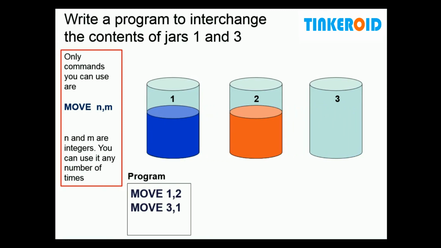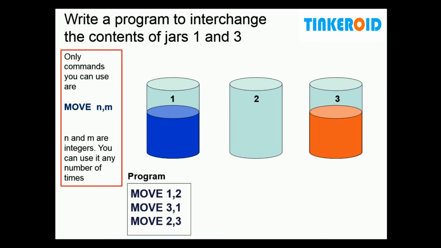So half of the program is done. Next we need to move the content in 2 to 3. For that we will say move 2, 3. The whole idea is that by giving 3 instructions, we are able to interchange what was there in 1 to 3 and 3 to 1.